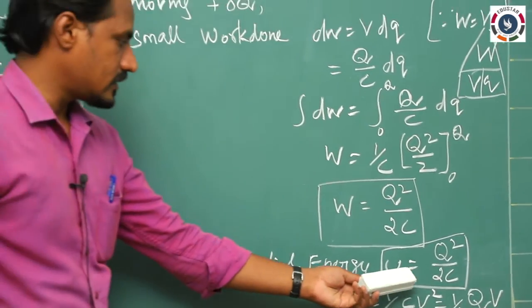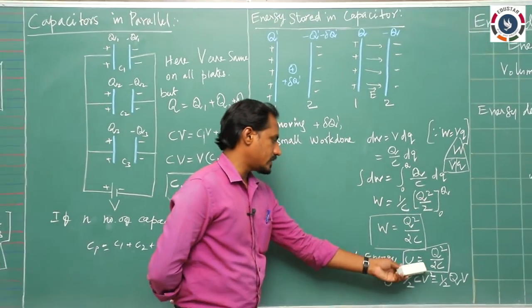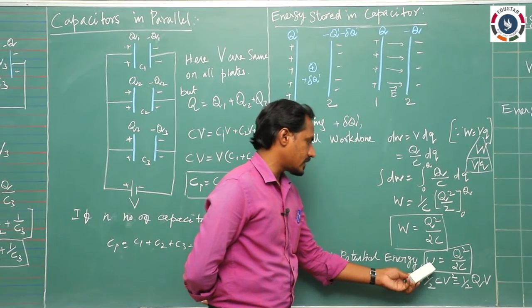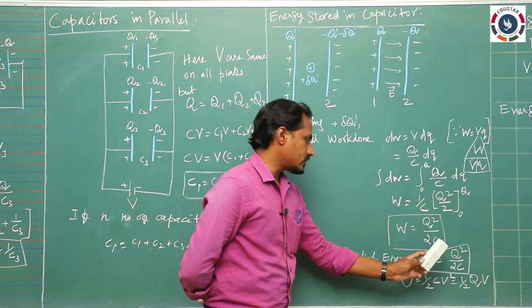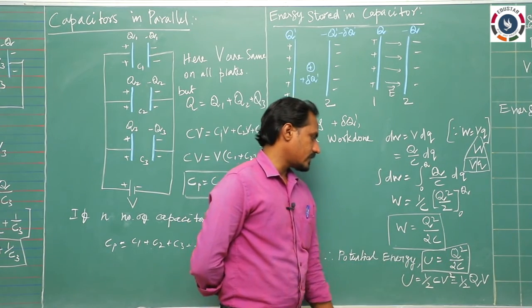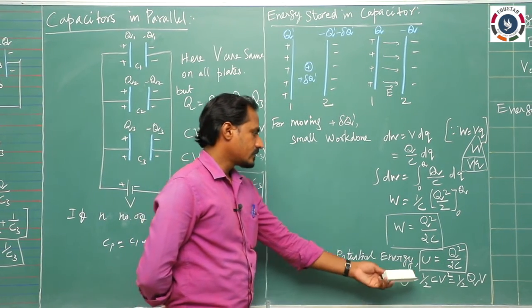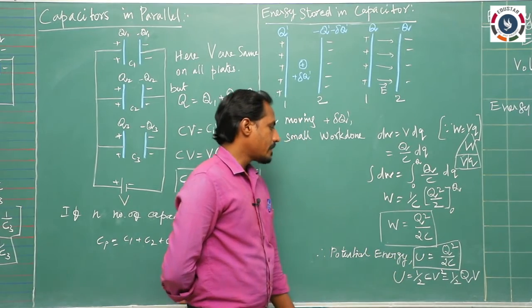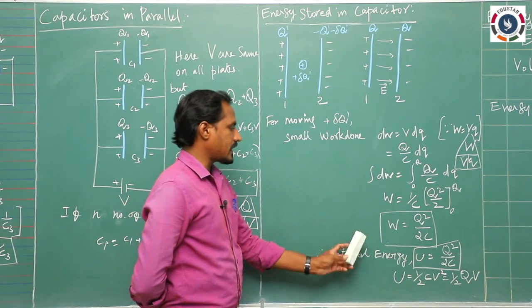The main thing is initially you take Q squared by 2C. If you want to remember, the potential energy of the capacitor is equal to Q squared by 2C only. After that we can change the formula as we want, whenever needed. So, this is the formula, U is equal to Q squared by 2C. This is the energy of the capacitor.